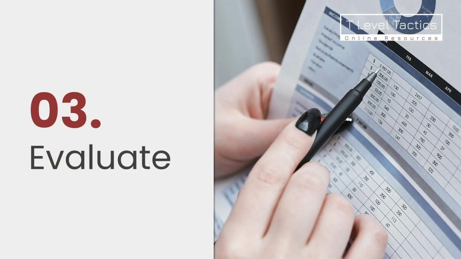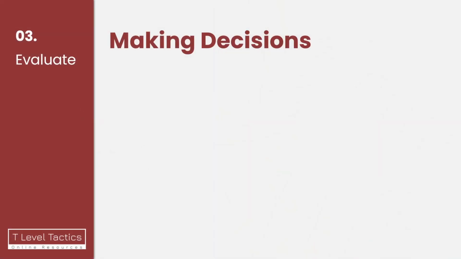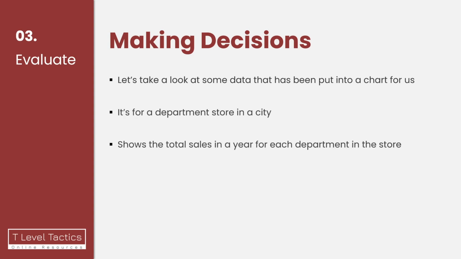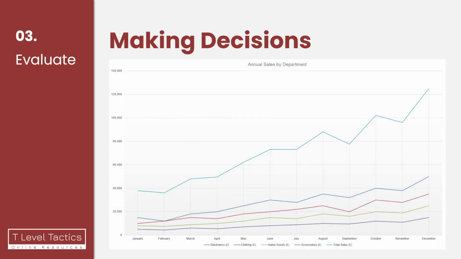Let's have a go at evaluating some data. We'll take a look at some data that's been put into a chart for us already. It's for a department store in a city and shows the total sales in a year for each department in the store. We can see on this chart that we have 4 departments: electronics, clothing, home goods, accessories, and there's a final line for total sales that combines all the values together.